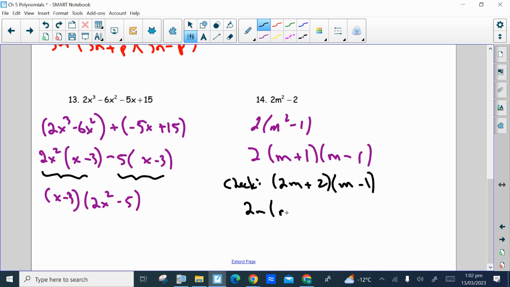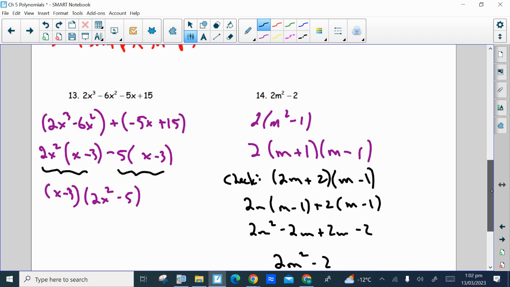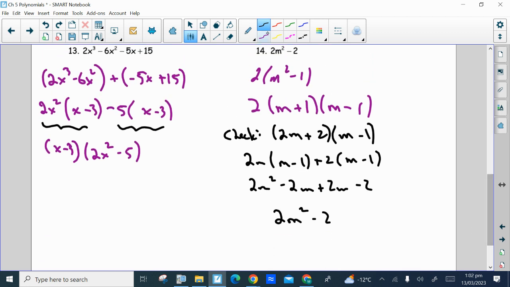And now, to multiply the binomials, we use distributive property. So that'll give us 2m squared minus 2m plus 2m minus 2. The minus 2m and the plus 2m cancel. You're left with 2m squared take away 2, which is the original polynomial. So we've just shown that our factors are correct. The only way you'll get factoring questions wrong is if you don't take out the greatest common factor, because you can always check by multiplying.